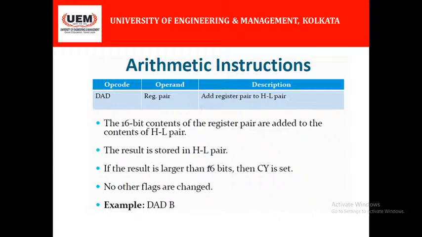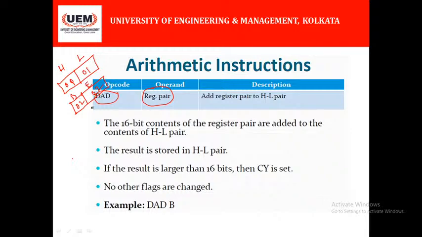Next type of addition related instruction is DAD. In case of the DAD instruction, we can use any register pair when an addition is required between two register pairs. We should use DAD, for example, for addition of two 16-bit numbers. For example, the value of the HL register pair is, suppose, 0101, and the value of the DE register pair is, suppose, 0202.